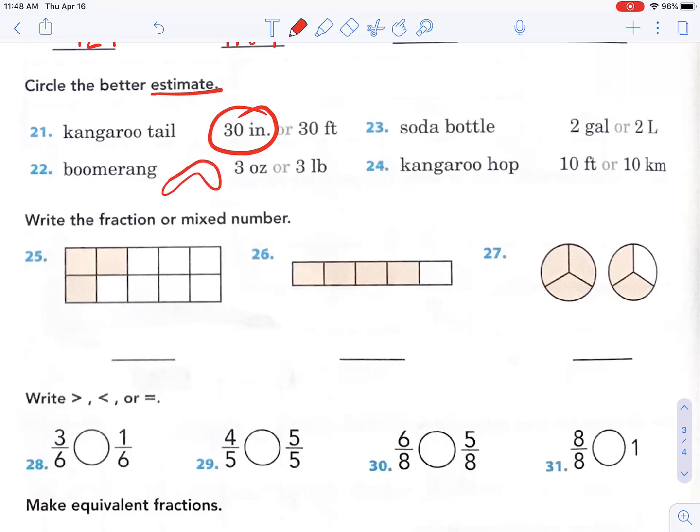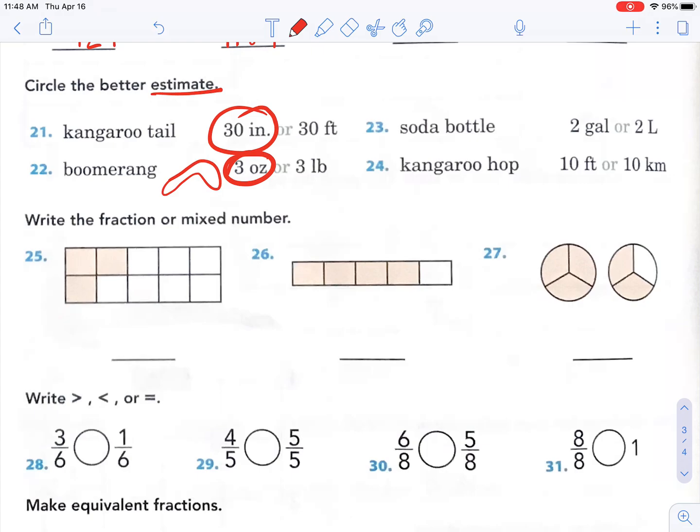A boomerang. Is that about 3 ounces or about 3 pounds? They're very light and they fly back to you. 3 pounds is, let's see, a pound is like a bag of coffee from Starbucks. They have the big 2-pound bags at Costco. 3-pound bags would be even more than that. 3 pounds is more than Presley's kitten. That would be too heavy of a boomerang. It's about 3 ounces.